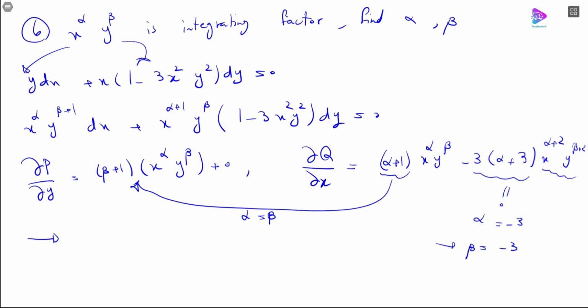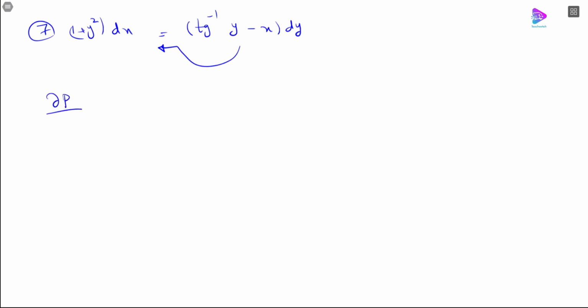Let's take a look at a full example as our next example. Okay, we're going to solve this equation. 1 plus y squared dx is equal to tan inverse y minus x dy, correct? So basically we want to take this to the other side and then simplify. We're going to end up with dp over dy is equal to 2y, and dq over dx is equal to 1.